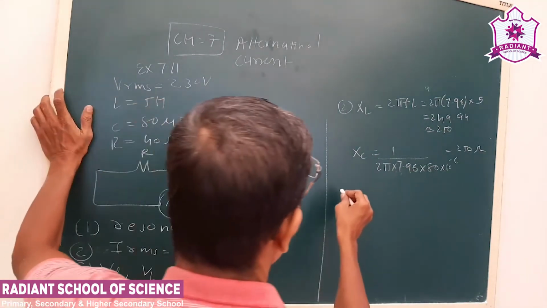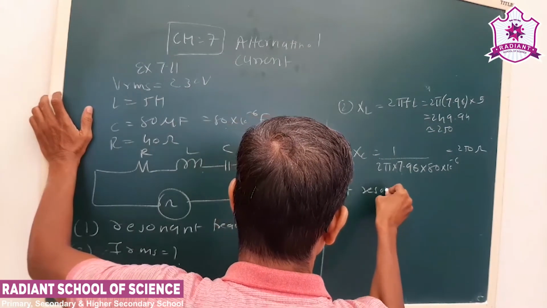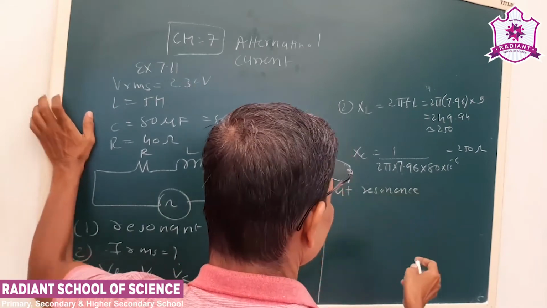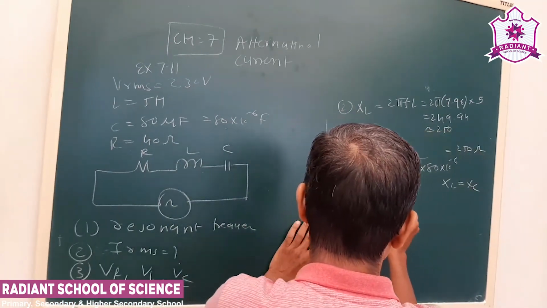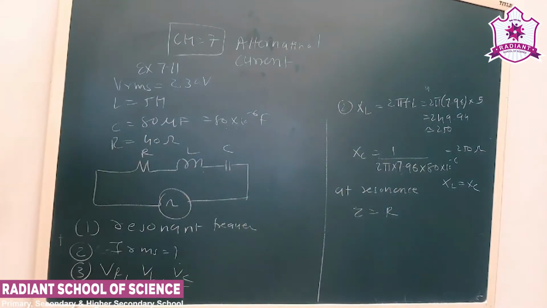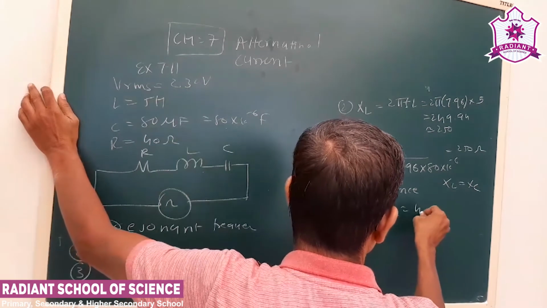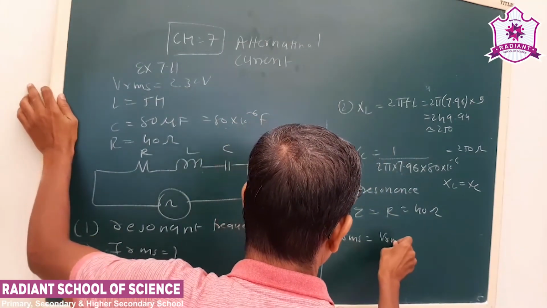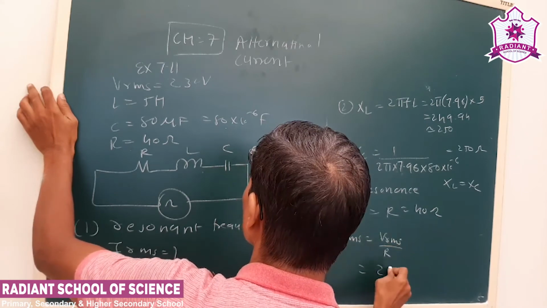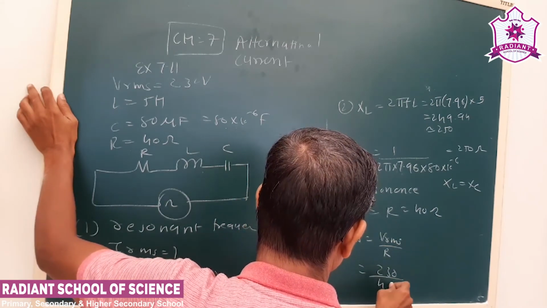Now, so at resonance, XL is equal to XC. So that's why Z will be equal to R. Why? Because XL and XC cancel out each other. So R is how much? 40. So IRMS is VRMS upon R. That is 230 upon 40.